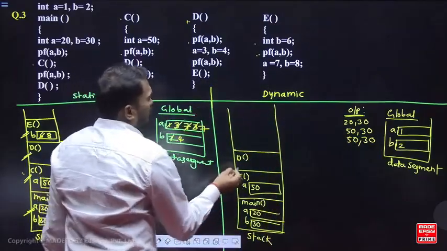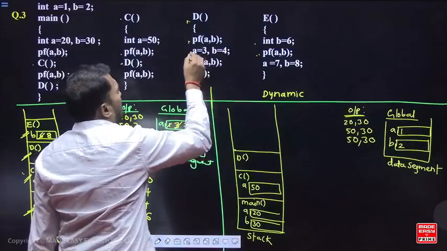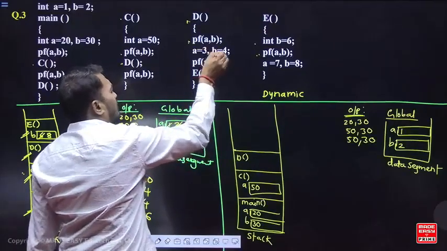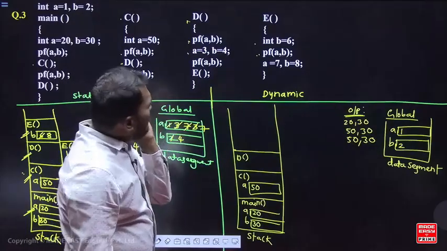Next, you are in the function D here, printf A comma B. Is this clear? Next you say A equal to 3, B equal to 4. This is just an assignment.